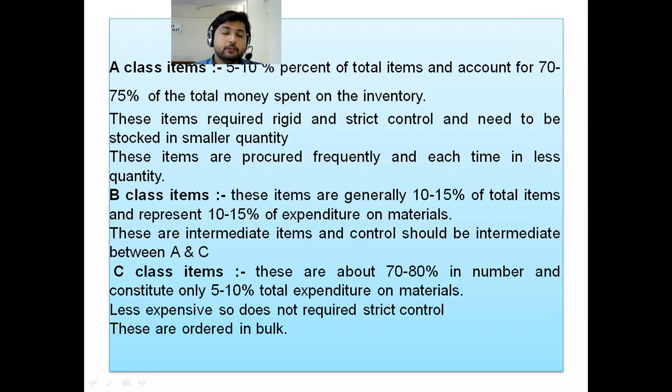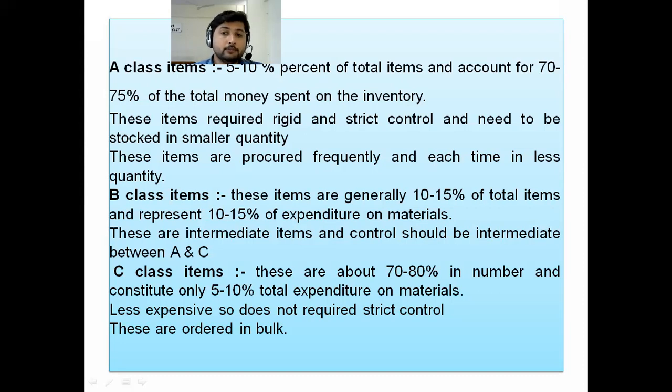They need to be stocked in a smaller quantity. Here the cost is maximum, so if any problem happens related to that, the losses should be at a minimum level. So we have to maintain the products which are 5 to 10% of the valuation or quantity out of all the components, and which need 70 to 75% of the expenditure to purchase. These components we need to purchase in a smaller quantity, on a regular basis. We require that component, but we purchase it in a smaller quantity on a regular basis.